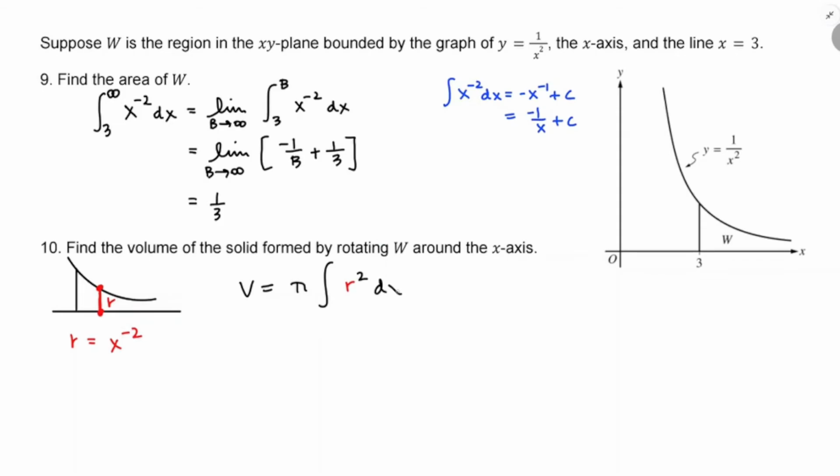Rotating around the x-axis dx. Right? And w goes from 3 to infinity. Okay, now I'm going to actually simplify that first. So 3 to infinity of x to the negative 2 squared would be x to the negative 4 dx. All right, so now that'll be the limit as the upper bound approaches infinity of the integral. Maybe I'll just put the pi back in.